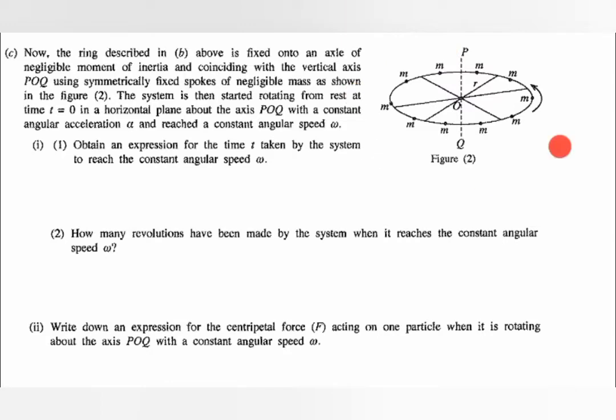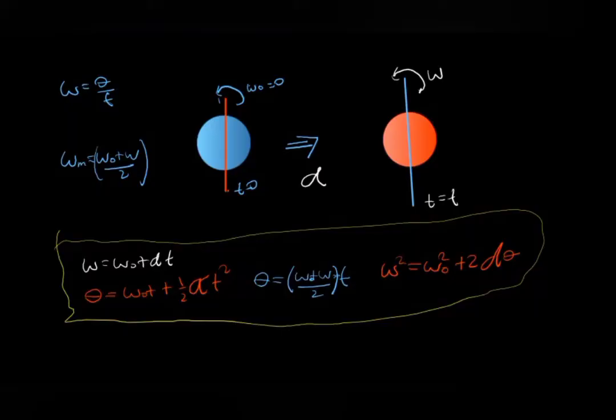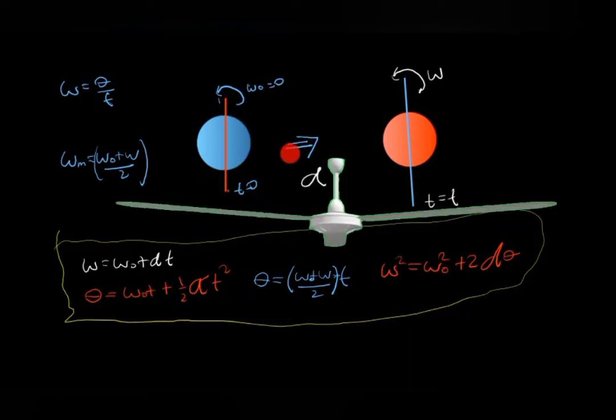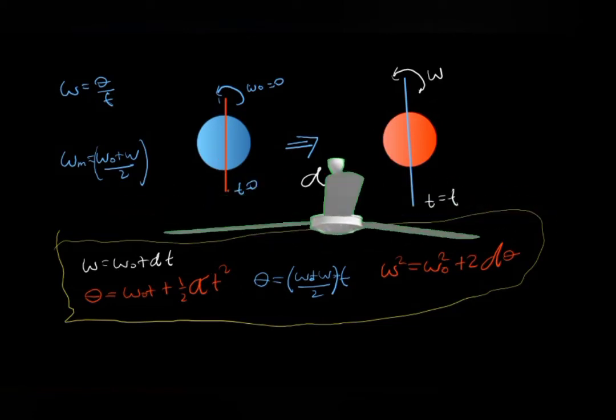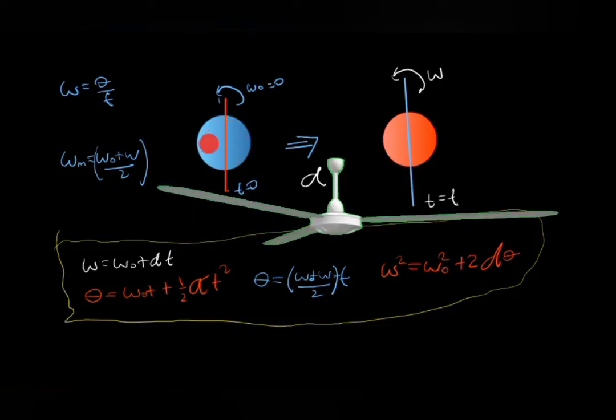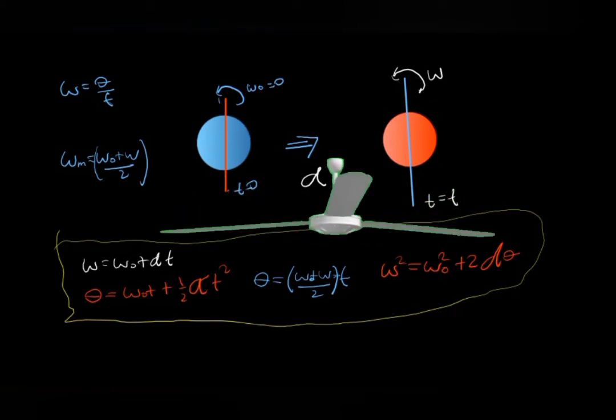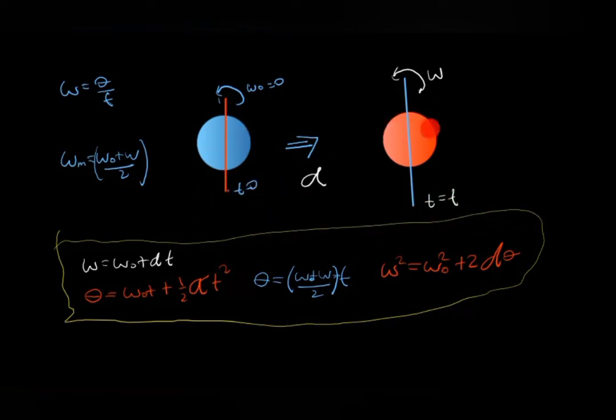It simply accelerates and accelerates, and then it keeps moving at a constant angular speed. Obtain an expression for the time taken for the system to reach the constant angular speed. Before this, let me remind you of the basic theory behind this. If an object starts to move from t equals 0 with an acceleration, you start slowly and become faster. That is how it is going to be. Omega goes from 0 to some omega at time t, and you have some basic equations like these.